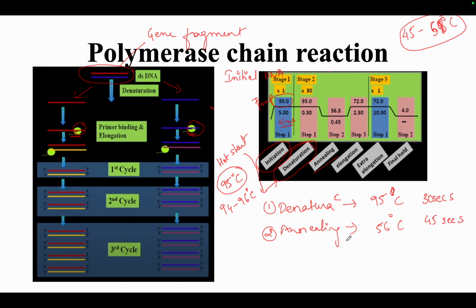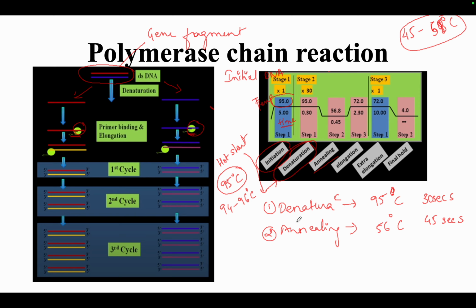This is not a hard and fast rule that we should use only these temperatures for this particular time period. You can change it according to your template or your gene. This optimization is necessary according to the gene of interest.